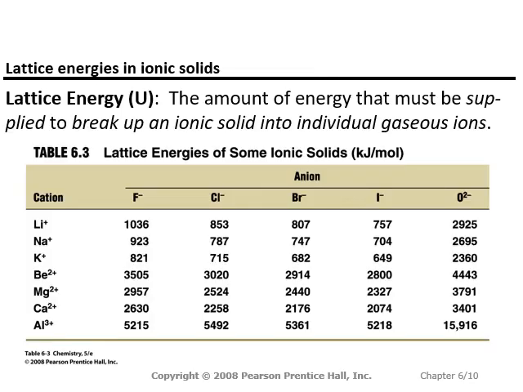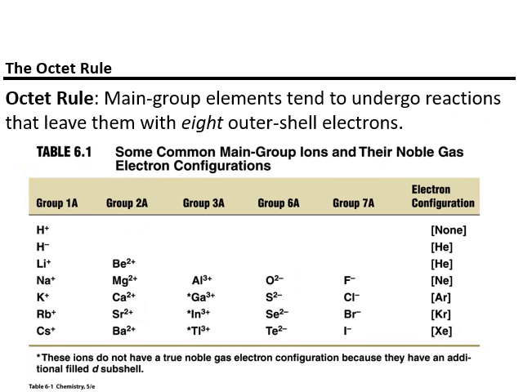Here are some examples of some lattice energies. This is the amount of energy that you would have to put into it to break up the solid. And so here are some examples. So what you would do, like for sodium chloride, would be to read down the left-hand column to Na+, and then over to Cl minus, and then the value would be 787.